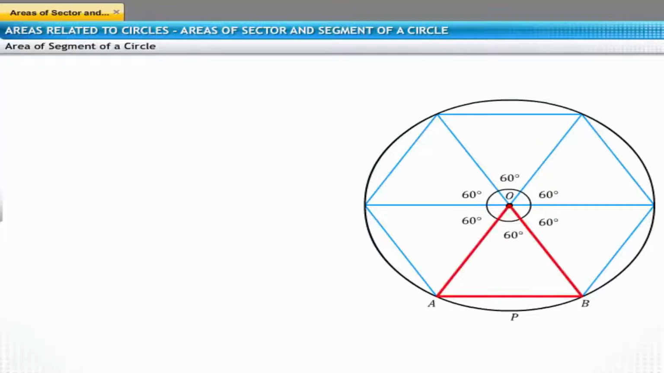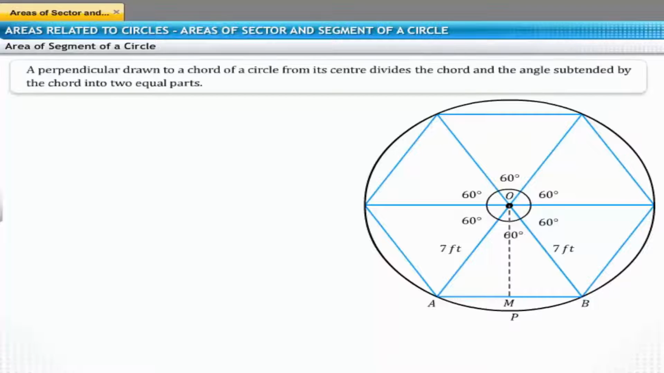In triangle AOB, angle AOB is 60 degrees and the side that is equal to the radius of the circle is 7 feet. Now, if a perpendicular is drawn on AB, it will bisect side AB as well as the angle AOB. Recall the theorem. A perpendicular drawn to a chord of a circle from its center divides the chord and the angle subtended by the chord into two equal parts.